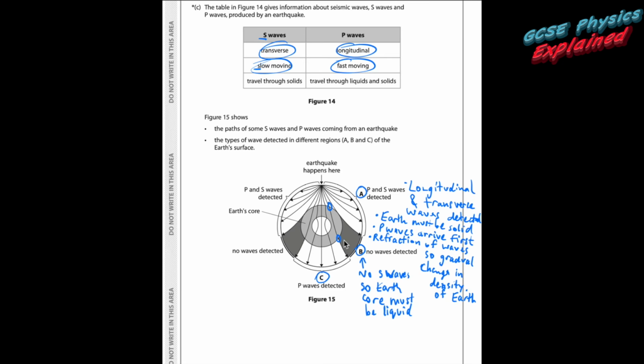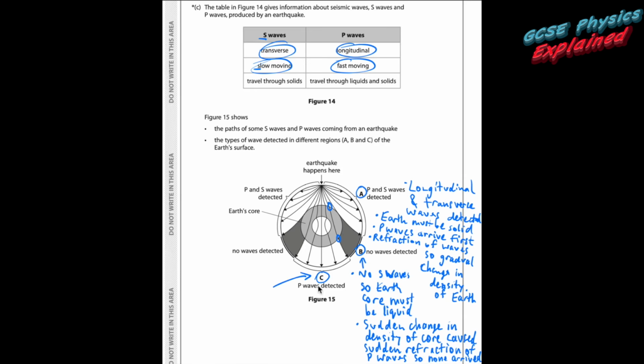And then there's a sudden change of density there, which makes it suddenly change direction again. And that left what we call this shadow zone. So there must be a sudden change of density when it hits the Earth's core. Sudden change in density of core caused a sudden refraction of the P waves, so none arrived at section B.